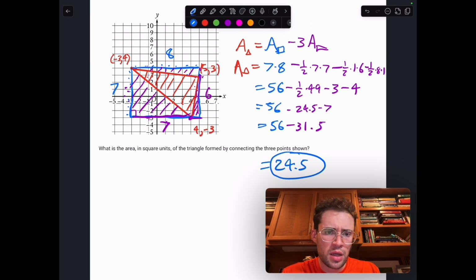And just eyeballing it, it does look like it's about half, right? Half of 56 would be 28. It looks like it's a little less than half of that rectangle.